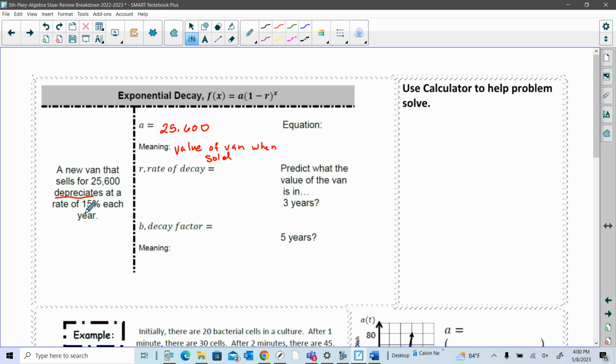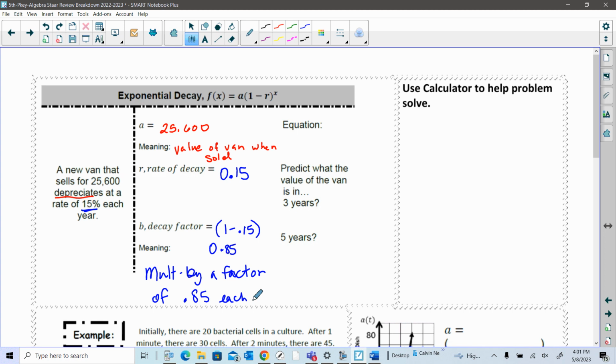Our rate, our decay rate is this percent as a decimal. So this would be 0.15. Our growth factor, or decay factor, sorry. This is when we take the 1 and minus that decimal, 0.15. So this comes out to be 0.85. So this is going to get multiplied by a factor. That's factor, guys, of 0.85 each year.